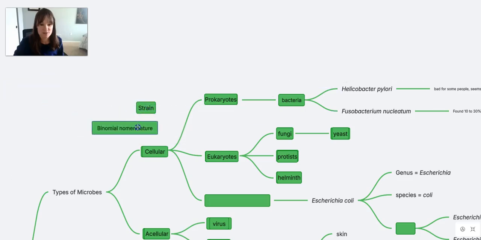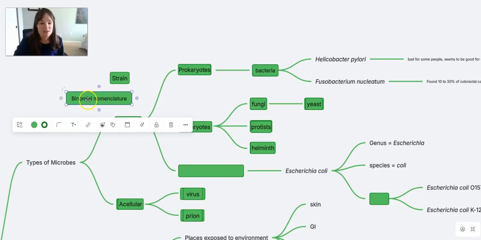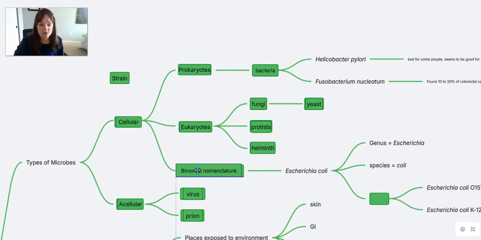And we have 2 terms. Bet you can guess which one goes next. So I put binomial nomenclature coming off of cellular types of microbes because we learned that all living organisms get named using binomial nomenclature. Bi meaning 2, nomial name, 2 name. Nomenclature is the system for naming.